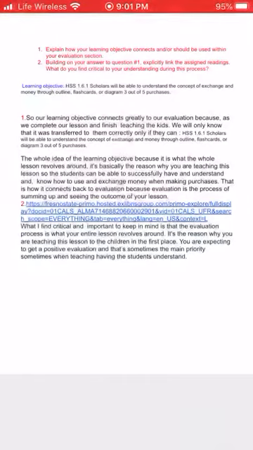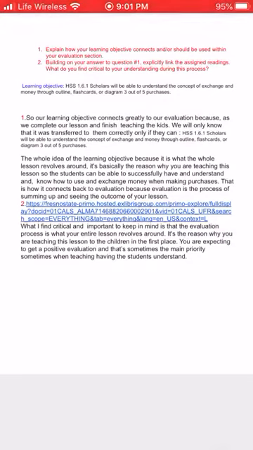the kids, we will only know that it was transferred to them correctly and it was taught to them in a way they can understand if they withhold our learning objective, which is to be able to understand the concept of exchange and money through outline, flashcards, or diagram, 3 out of 5 purchases.